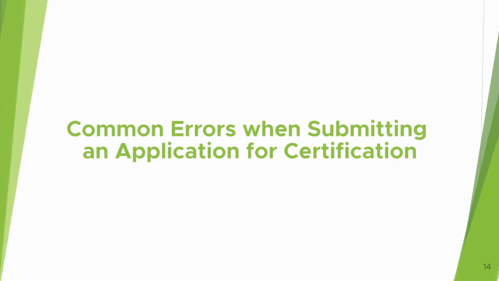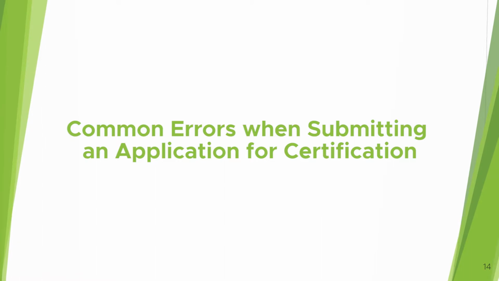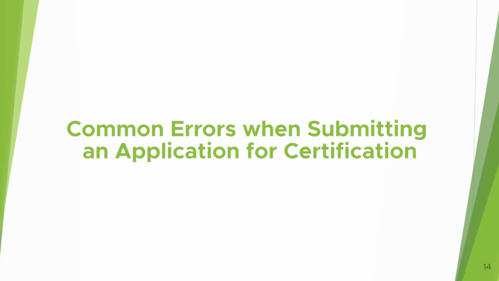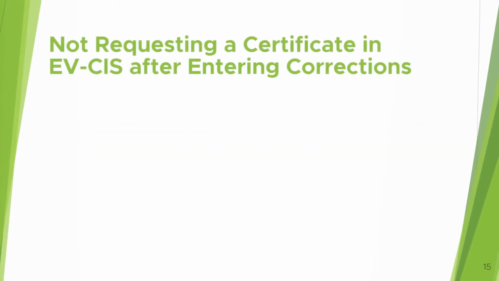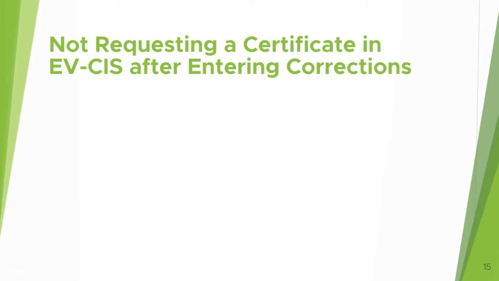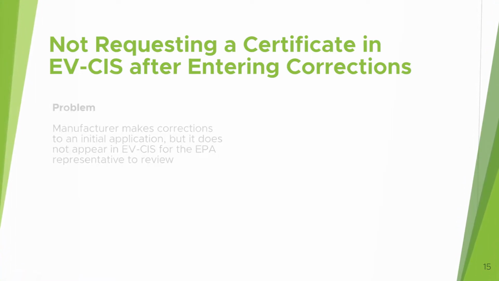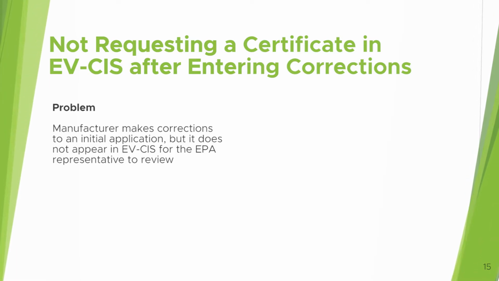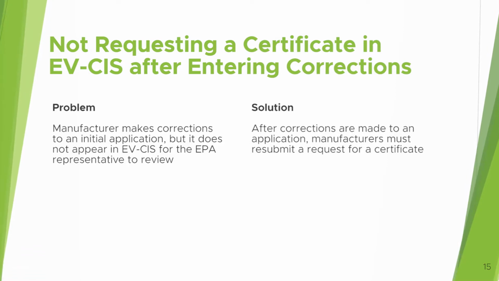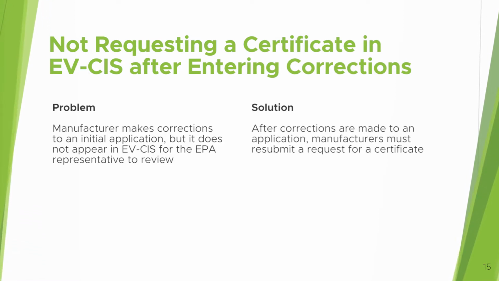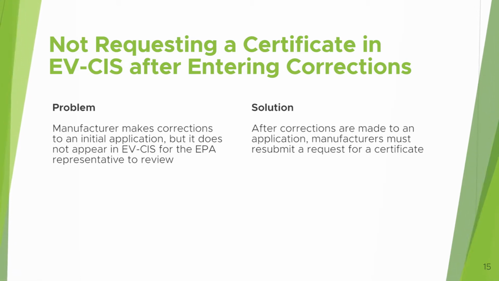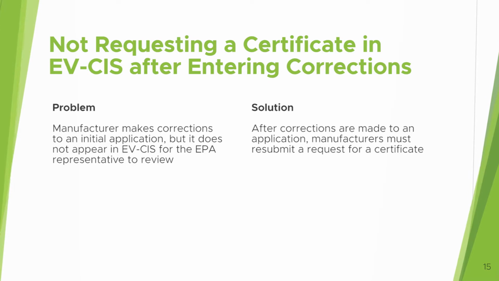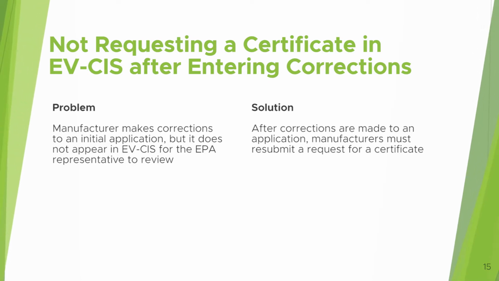Addressing common errors that are made when submitting an application for certification. The next slides address some common errors when submitting applications for certification. Not requesting a certificate in EV-CIS after entering corrections. The problem is, the manufacturer makes corrections to an initial application, but it does not appear for the EPA representative to review. The solution: after corrections are made to an application, manufacturers must resubmit a request for a certificate. Without requesting the certificate, a certificate cannot be issued.